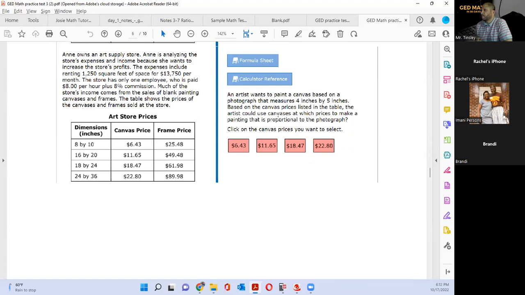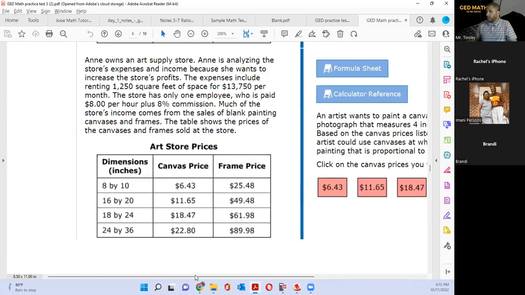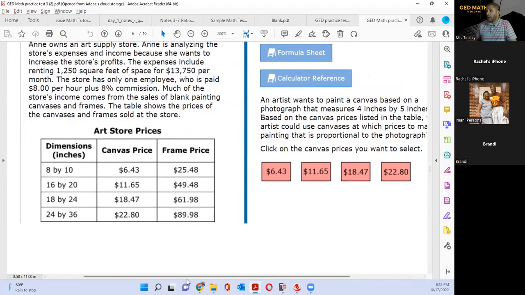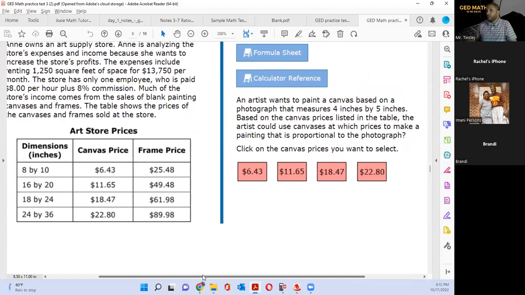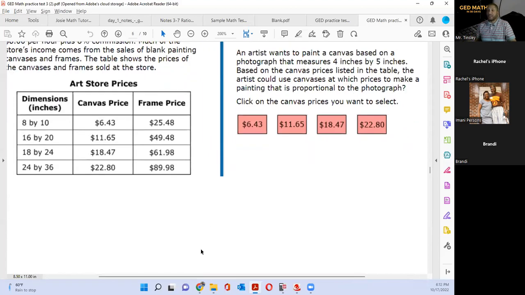So it says, an artist wants to paint a canvas. Let me make this a little bit bigger so everybody can see it. This was actually a good problem, I thought. I got this maybe two to three weeks ago. I recorded the video for this person because her work schedule was so hectic that we couldn't even meet. So when she had a question, I would just record a short video and send it to her.